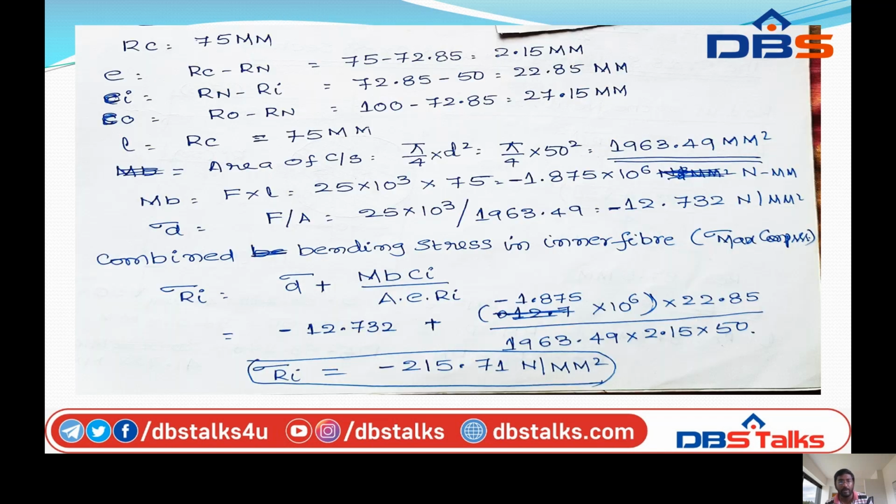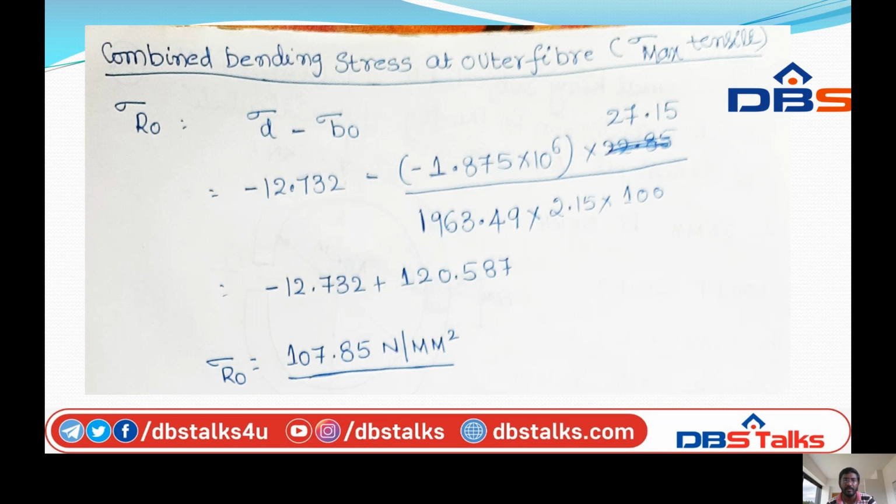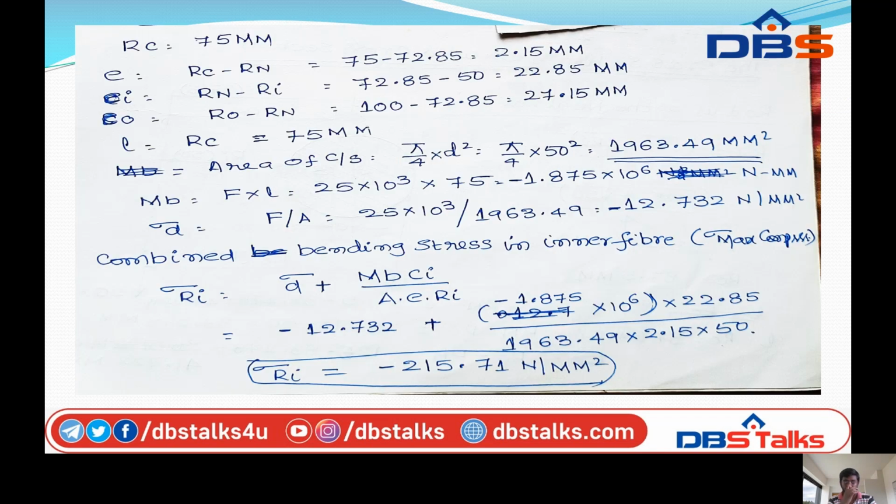Rc is given in the problem, Rc equal to 75 mm. Next, small e, the distance between the neutral axis and the centroidal axis. Small e equals Rc minus Rn, that is 75 minus 72.85, equal to 2.15 mm.